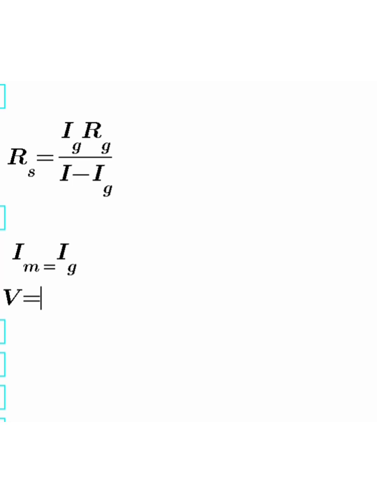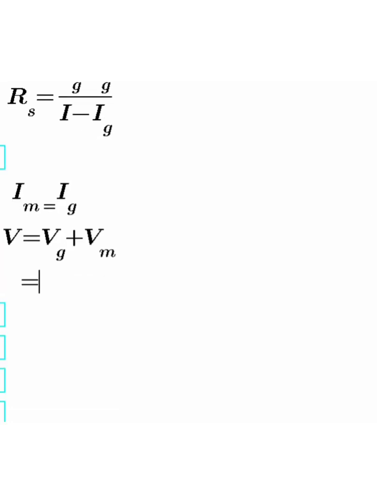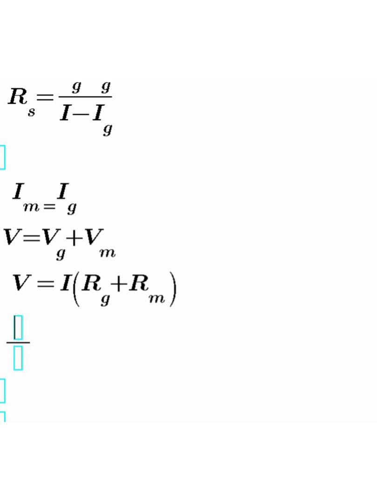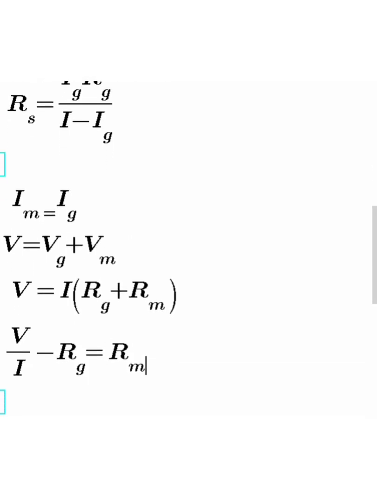So shunt is just the opposite of multiplier. So it will be the voltage of the galvanometer plus the voltage of the multiplier. Knowing V is equal to IR and the currents are always equal, we have V equals I times the resistance of the galvanometer plus the resistance of the multiplier. So making the resistance of the multiplier the subject of the formula, we have V over I minus the resistance of the galvanometer, which equals the resistance of the multiplier. So this is the resistance of multiplier and this is the resistance of shunt. So please take note of that.